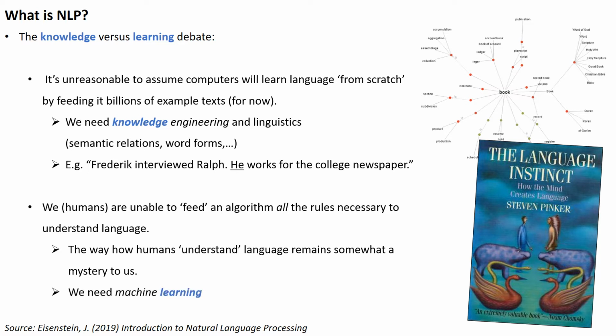So that means that we also need machine learning. We need machines to implicitly learn how language works by looking at example texts, right? Because we just can't feed it enough rules so that it will understand everything. And this is why both kinds of approaches are prevalent in NLP applications today.